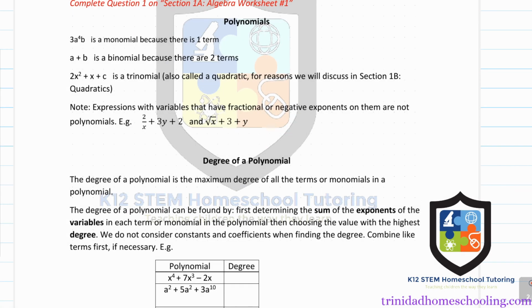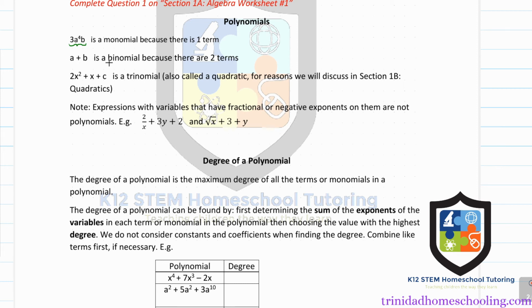So now that you completed question 1 on section 1A and you checked your solutions, let's look at polynomials now. 3a to the power of 4b is a monomial because there is one term. Do you see that there is no addition and no subtraction or any other mathematical operation before or after this? Which means this is just one term, and we call a one term a monomial.